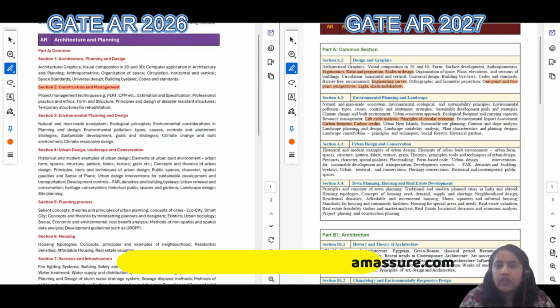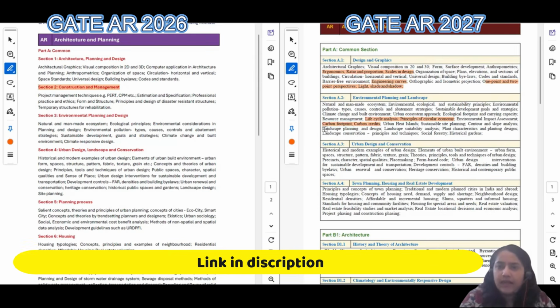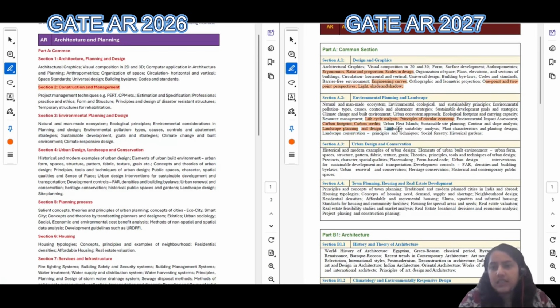Again, if you look at the landscape syllabus, here they've mentioned landscape planning, landscape design, landscape suitability analysis, plant characteristics, planting designs, landscape conservation, principles and techniques, social forestry. Now, this is something that is an emerging concept. So this as well has been added.